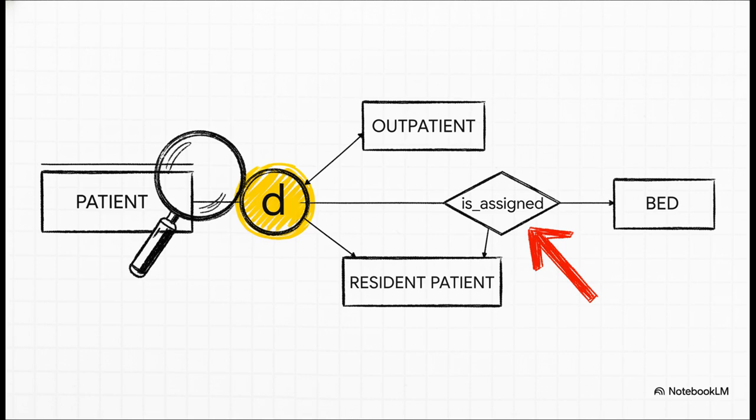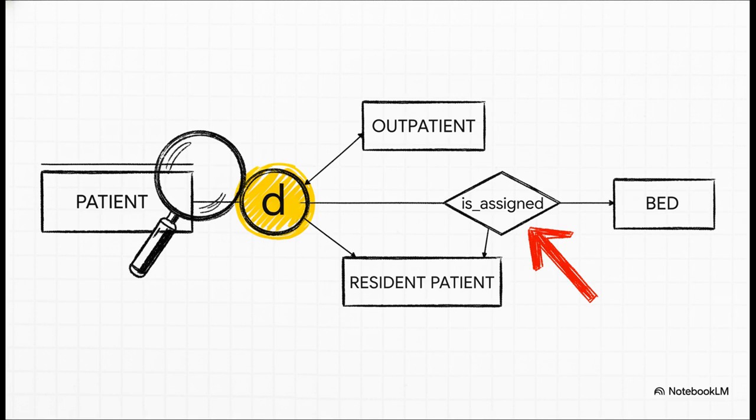First, look at that double line coming down from patient. That's total specialization. The rule is screaming at you. You cannot be in the system as just a patient. You must be either an outpatient or a resident patient. Second, see the D in the circle? That's the disjoint rule. It tells us a patient can be an outpatient or a resident patient, but never both at the same time.